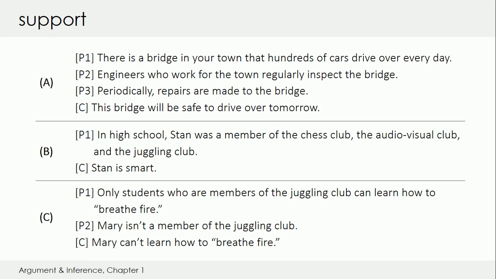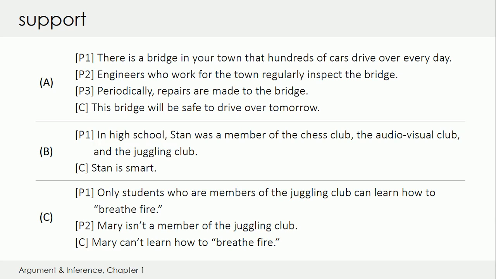All right. So let's take a look at these three arguments here, A, B, and C, and let's see what they are. A. Premise 1, there's a bridge in your town that hundreds of cars drive over every day. Premise 2, engineers who work for the town regularly inspect the bridge. Periodically, repairs are made to the bridge. Conclusion, this bridge will be safe to drive over tomorrow. Why don't you write down your ideas right now on a scrap paper or a post-it note or something, or a napkin.